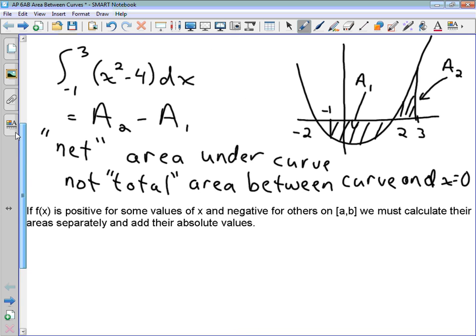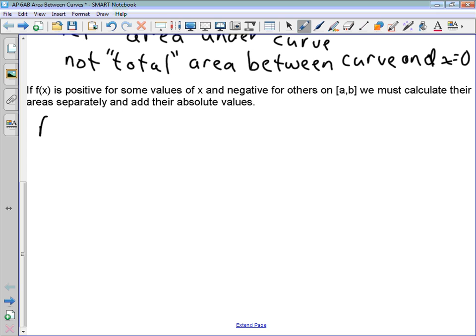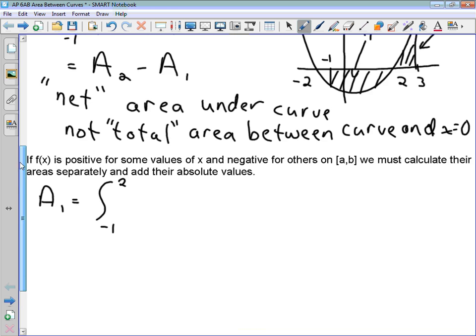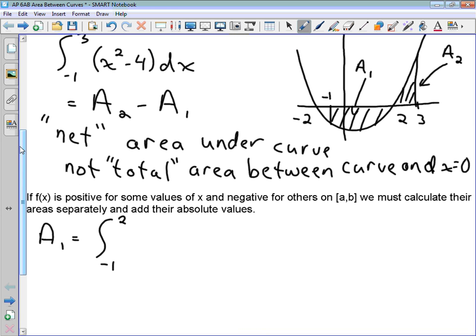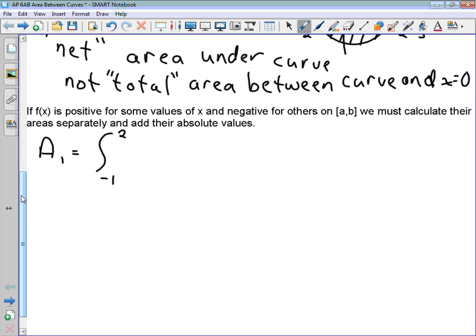We've got area 1, which is our region from -1 up to +2, because +2 here is where it changes from being negative to positive. So we're going to integrate from -1, our one boundary, up to the x-intercept, and we're going to take the absolute value of the function on that interval.